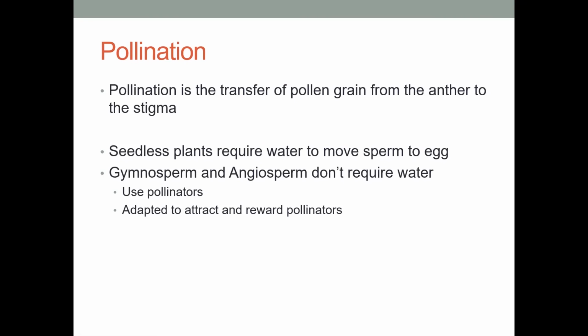Now remember, this is a huge adaptation for angiosperms and gymnosperms, because the seedless tracheophytes and the non-tracheophytes required water to move sperm to egg. Here, the pollen itself is transported, which is the microgametophyte, to transport that sperm cell inside of it. So here, water is not required anymore for pollination or fertilization to occur.